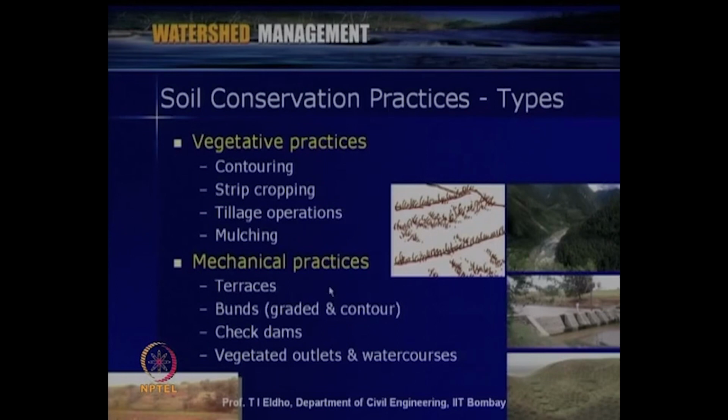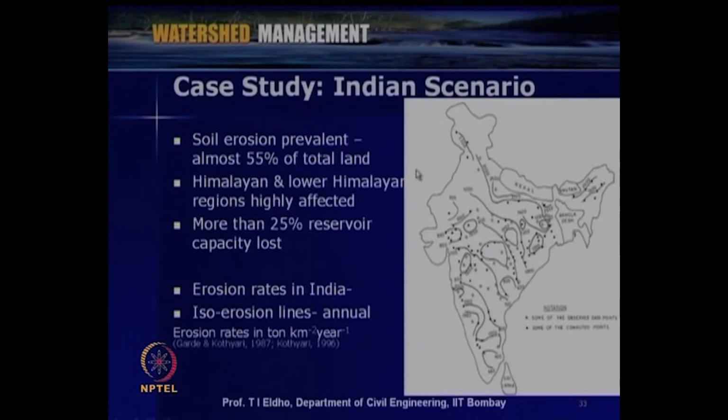And then the next one is mechanical practices. The mechanical practices for soil conservation are construction of terraces, bunds like graded and contour, then check dams, then vegetated outlets and water courses, so that whatever soil is eroded will be held there and the soil erosion problem will be reduced. So, as far as soil conservation practices are concerned, it can be vegetative practices or mechanical practices.